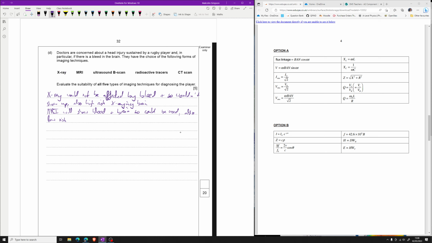Ultrasound doesn't go through bones. So ultrasound, you can't ultrasound someone's head. I don't know what an ultrasound B is. So that's not very useful. But in general, ultrasound isn't any good for the inside of your head. So no good for inside the skull.